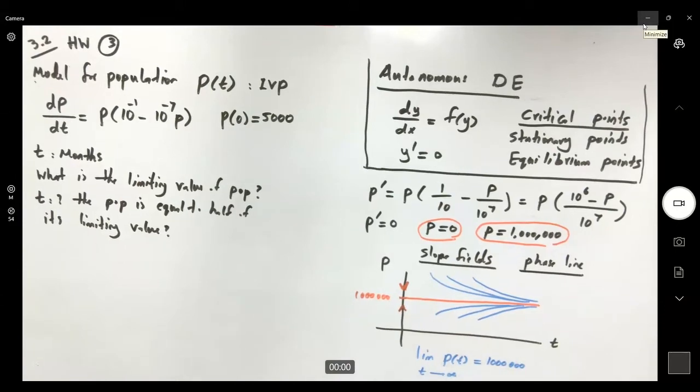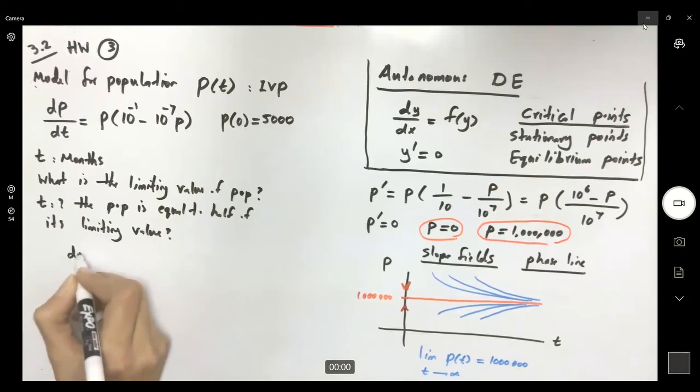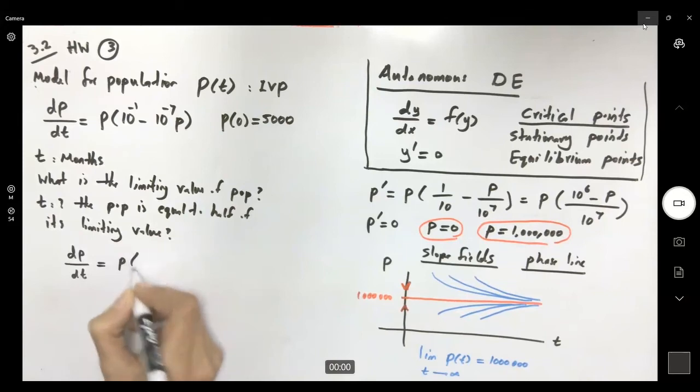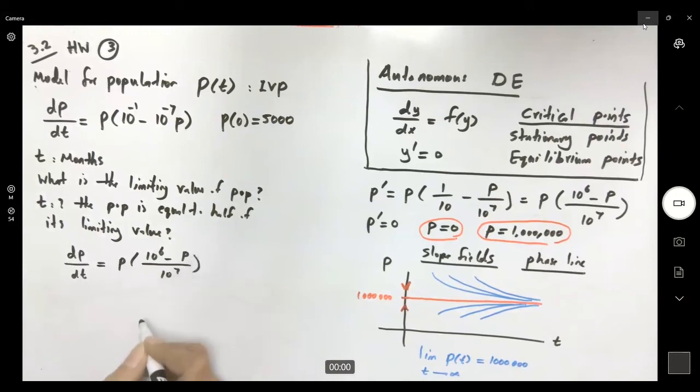To solve this differential equation, we have the following. We have dP/dt equals P times (1 million minus P) divided by 10 million. So here we have dP divided by P(1 million minus P) equals dt over 10 million. So let us take the integral of both sides.